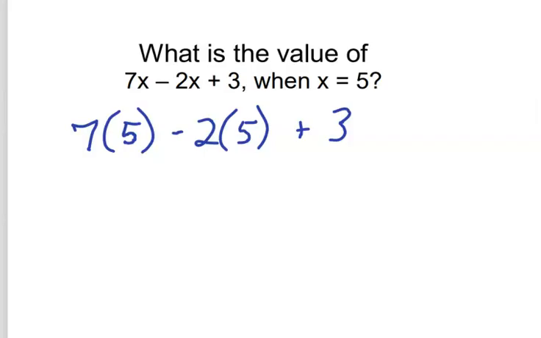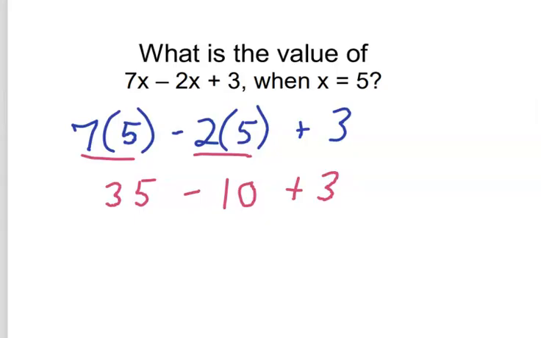Now we have to do either multiplication or division. So there is multiplication here. Right there is multiplication. Right there is multiplication. So let's do those. 7 times 5 is 35. So this becomes 35. Minus 2 times 5 is 10. Plus 3. So now we're just left with addition and subtraction.